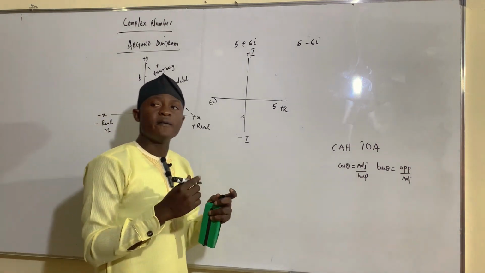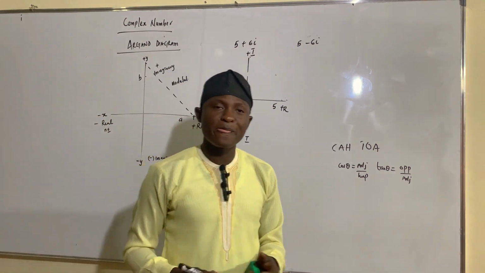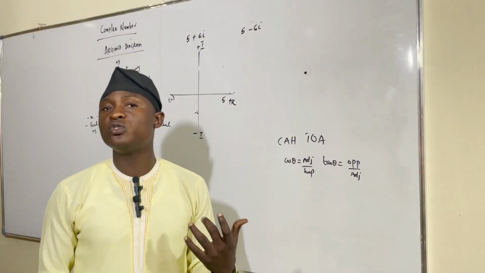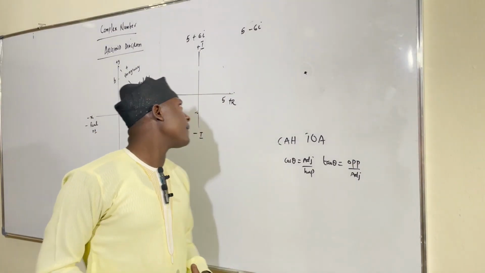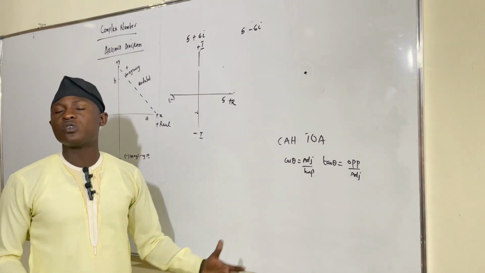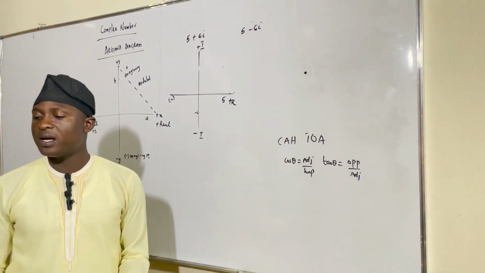So now you can find the modulus of that. You can find the argument. I told you, whenever you have to find the argument, they are just talking about theta, the angle theta. You can use sine, you can use cos, or you can use tan.